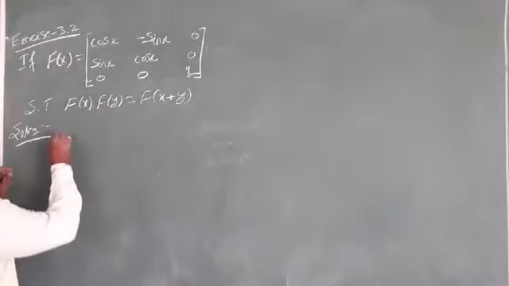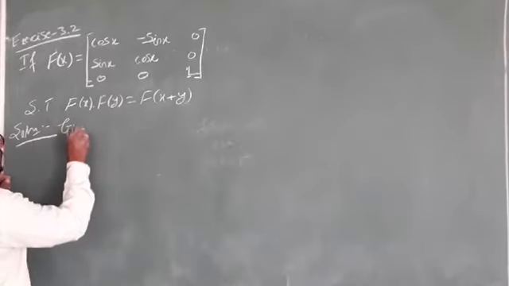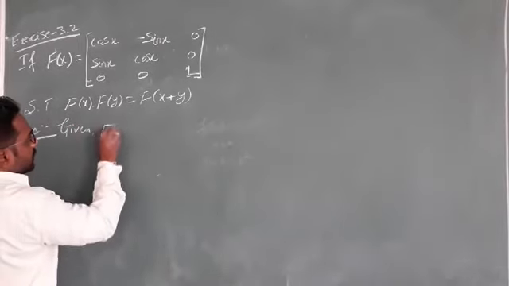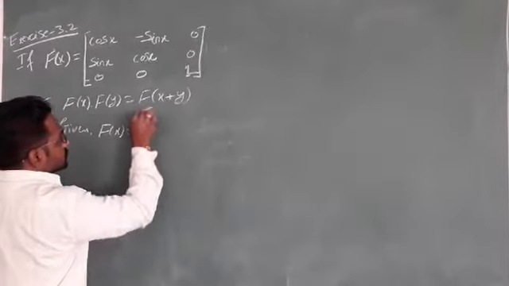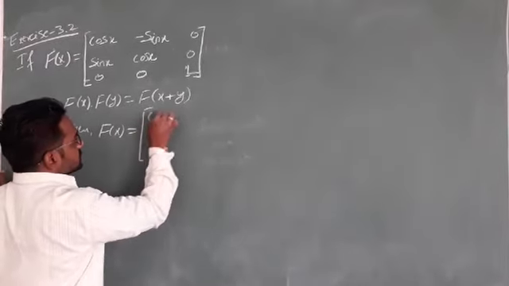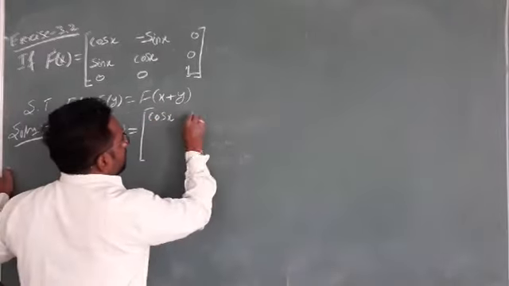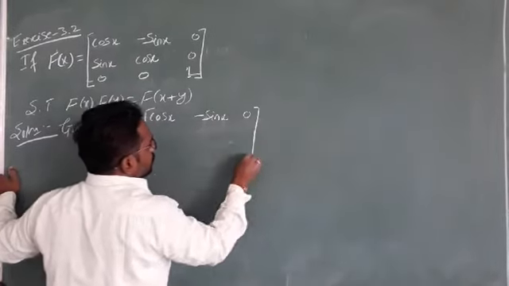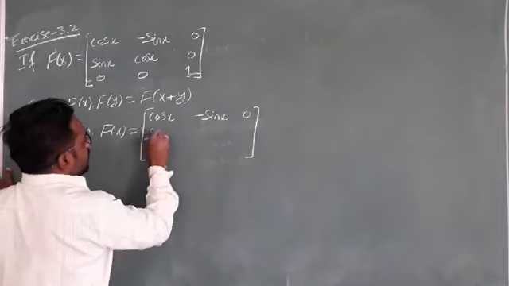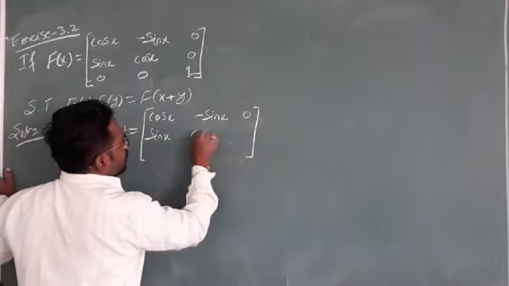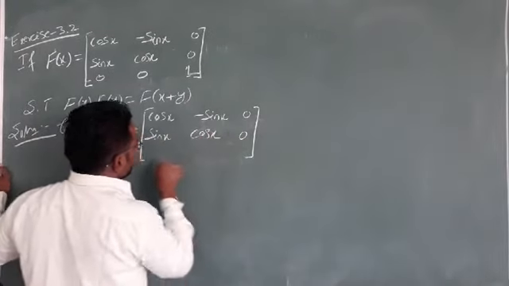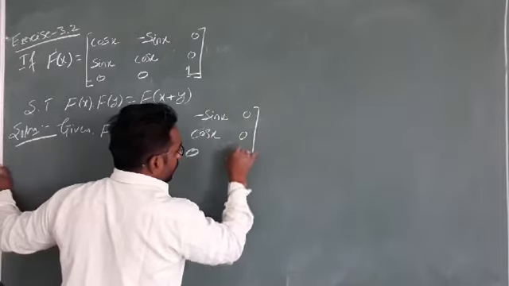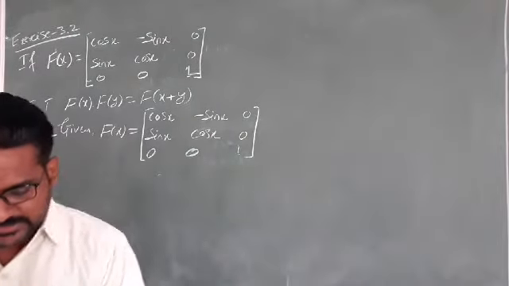Okay. So the given matrix, write that one first. Given f of x equals, what is the matrix? Cos x, minus sin x, 0, sin x, cos x, 0, 0, 0, 1. This is the matrix here, students.